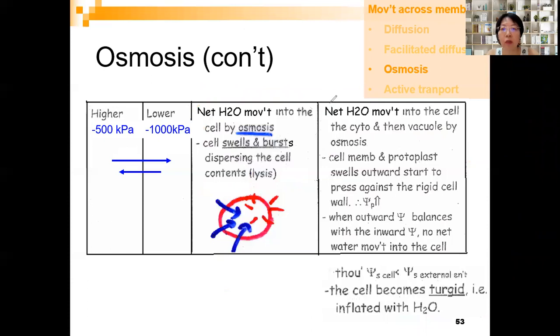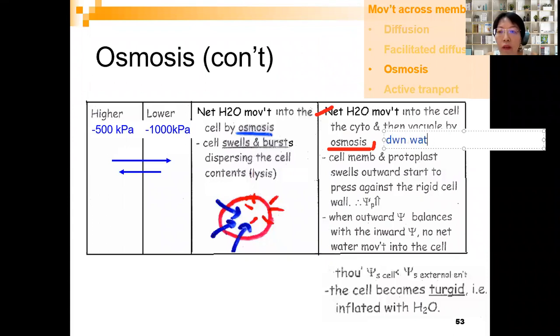Okay, so let's read the description. So there's net water movement into the cell, to the cytoplasm, and then to the vacuole by the process called osmosis. So add one more point into your notes, because this is a very important point. It's 1 mark in exam. So add one more point down: water potential gradient. So this is 1 mark in exam, okay?